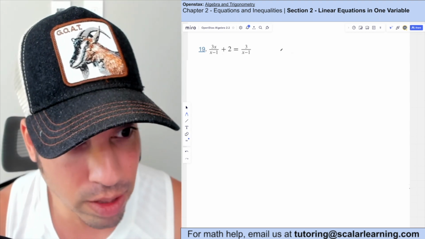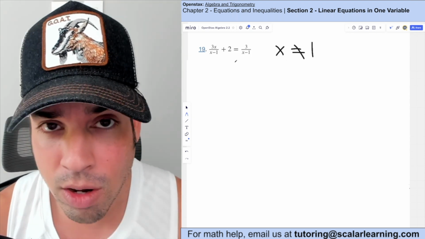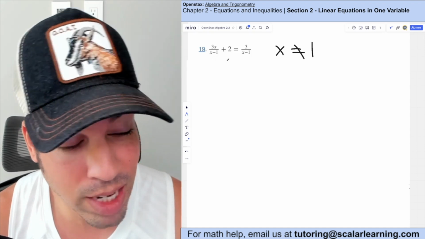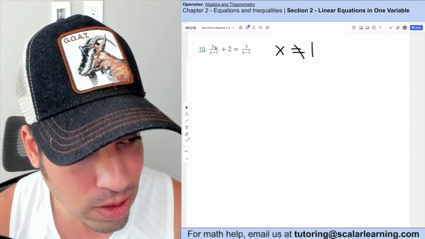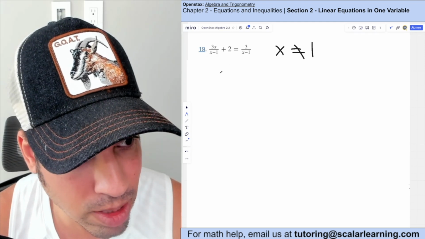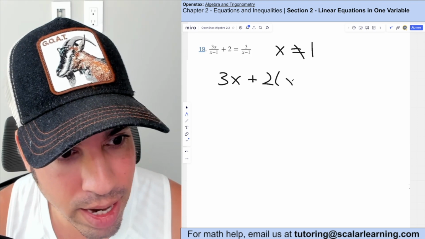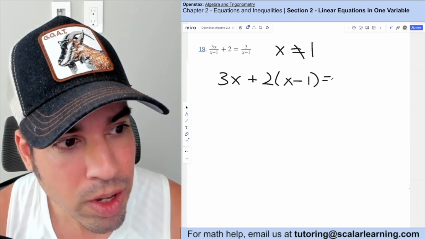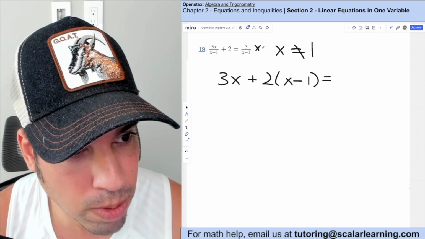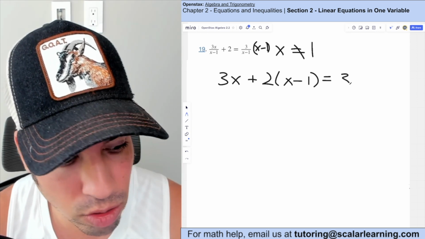Here we're going to start with our excluded value, which is what sends the denominator to 0, making us divide by 0, and that would be 1. So x cannot equal 1. Now, once again, I'm going to multiply everything times (x - 1) to get rid of these fractions. So when I multiply the first term by (x - 1), it's going to cancel out with the denominator, leaving 3x. The 2 is going to multiply by (x - 1) like so. And then this is going to be multiplied by (x - 1) as well, and that's going to cancel out with the denominator, leaving just a 3 over here.